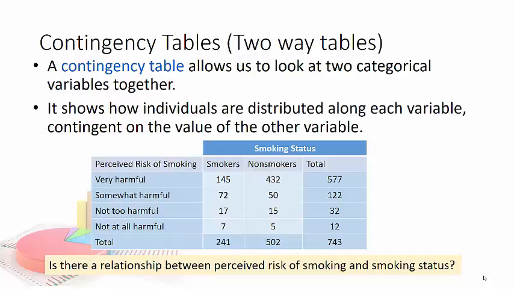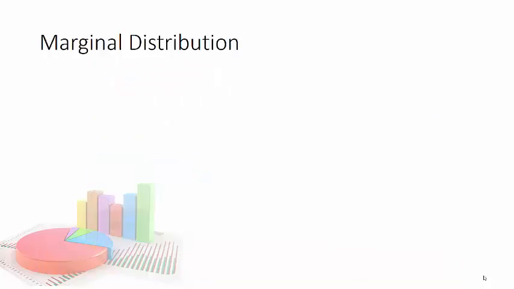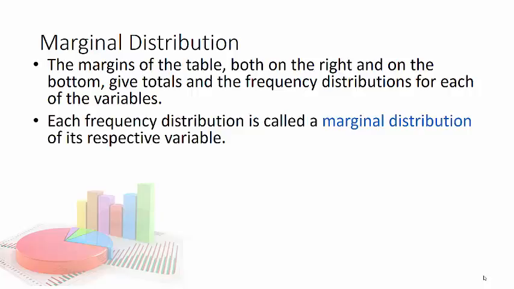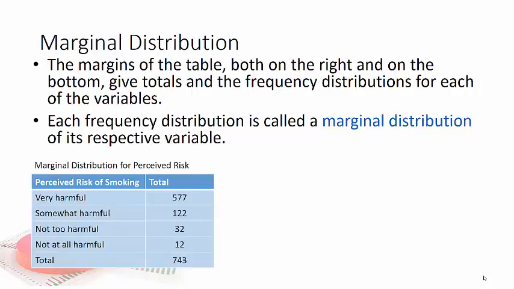Now, when we're doing contingency tables, you'll probably see marginal distributions. I don't really see it in the other textbooks, so I don't think it's going to be on your AP test, but it is in this textbook. The margins of the table, both on the right and on the bottom, give totals and frequency distributions for each of the variables, and each one is called a marginal distribution for that respective variable. For example, this is a marginal distribution of perceived risk because it shows the frequencies for each of the perceived risk categories and the total.